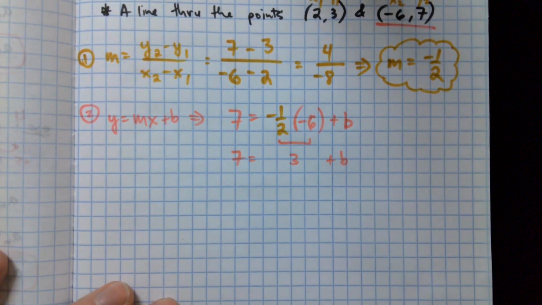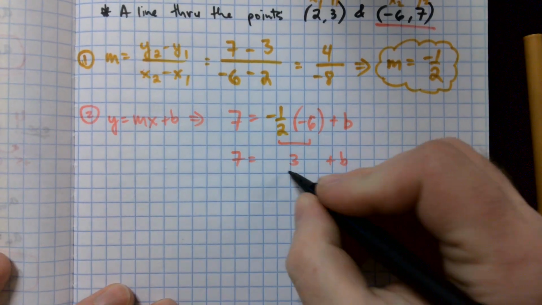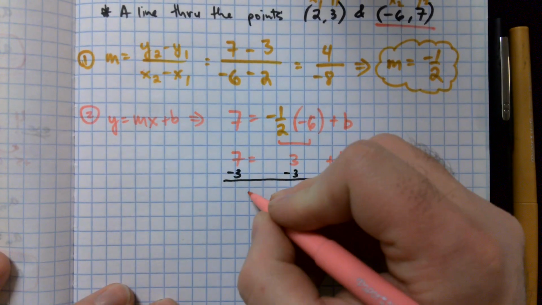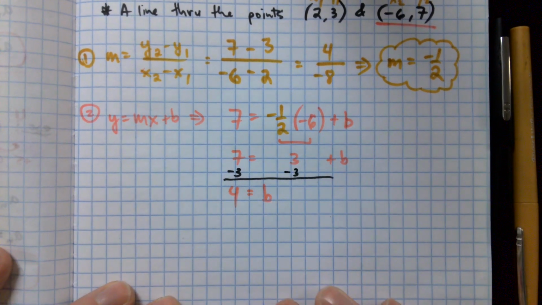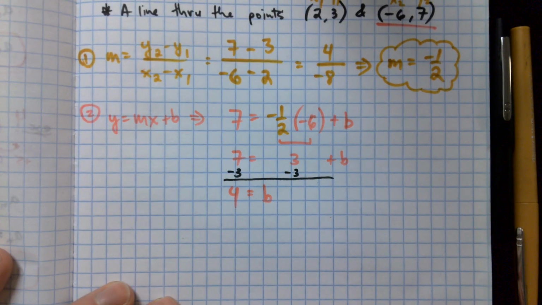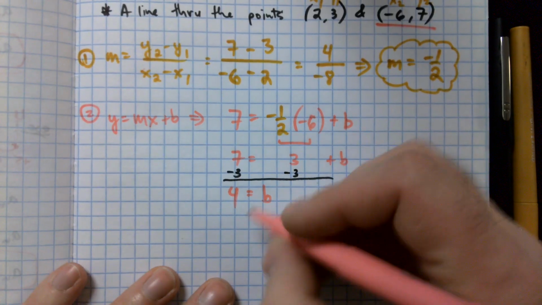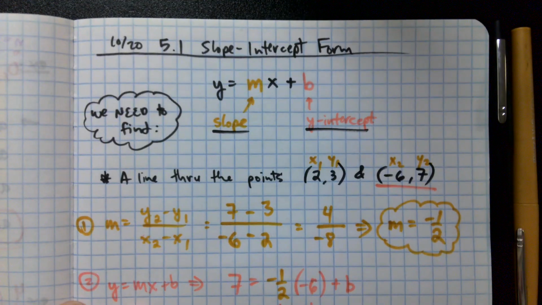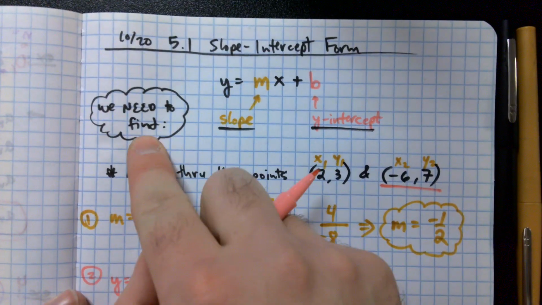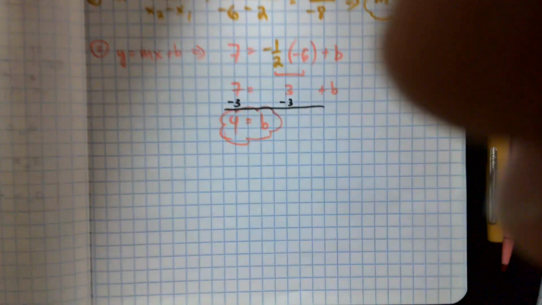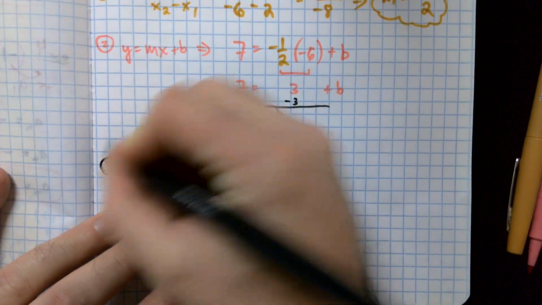How can I get b all by itself? Subtracting 3 on both sides. What does that give me for a b value? 4. There's my second piece. If I want to write an equation in slope-intercept form, we need to find the slope and the y-intercept. We've found the slope and we've found the y-intercept. All that's left to do is write the equation.